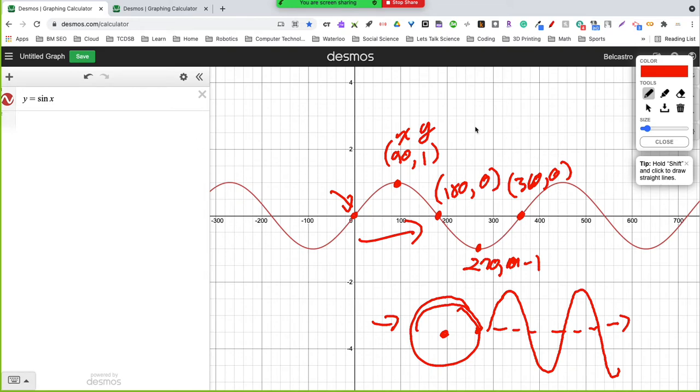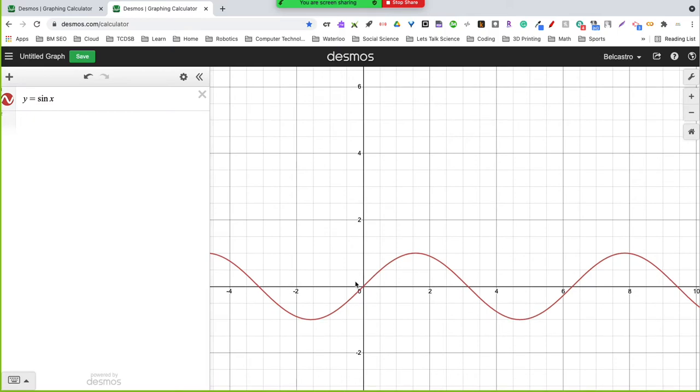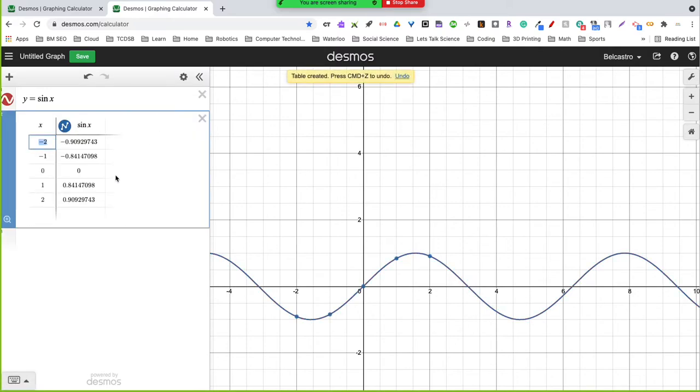These are the 5 major principal points, they'll call it, in degrees. And what we can do is jump over here and take a look at them also in radians. What's neat about Desmos is I can actually change this into a table, and it's going to give us some pretty good points.